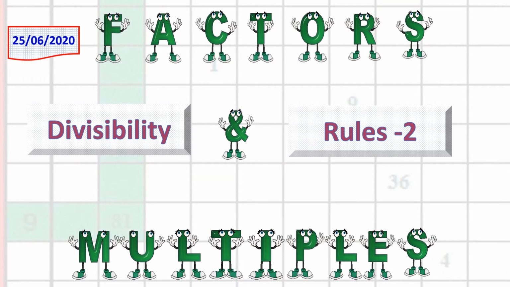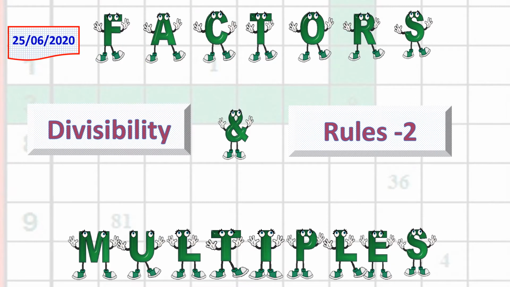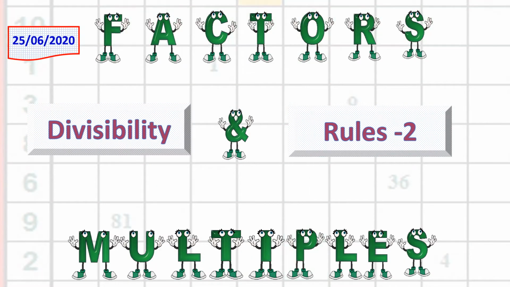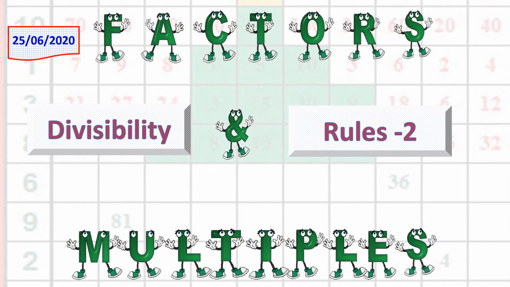Good morning, students. Today we are going to do the second part of the divisibility rules. That is the divisibility of 3, 6 and 9. So let us see what is in store for us.